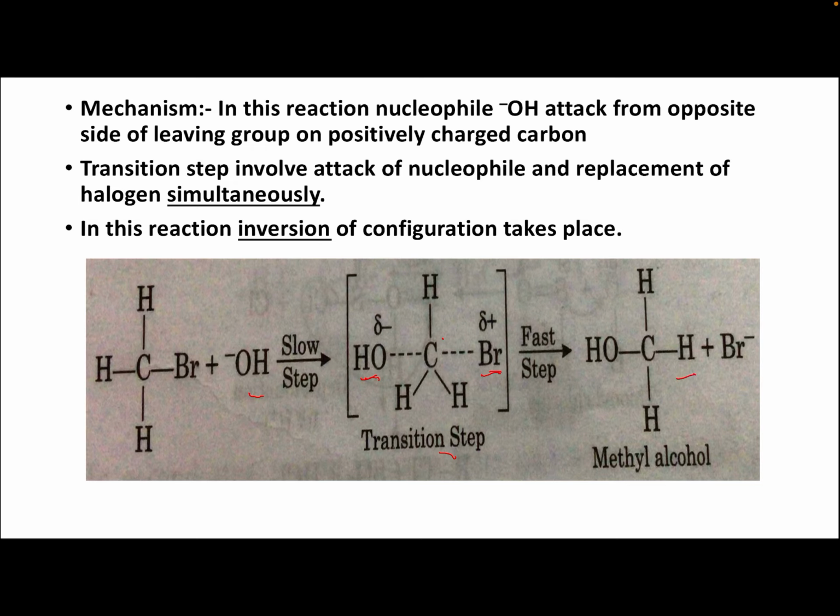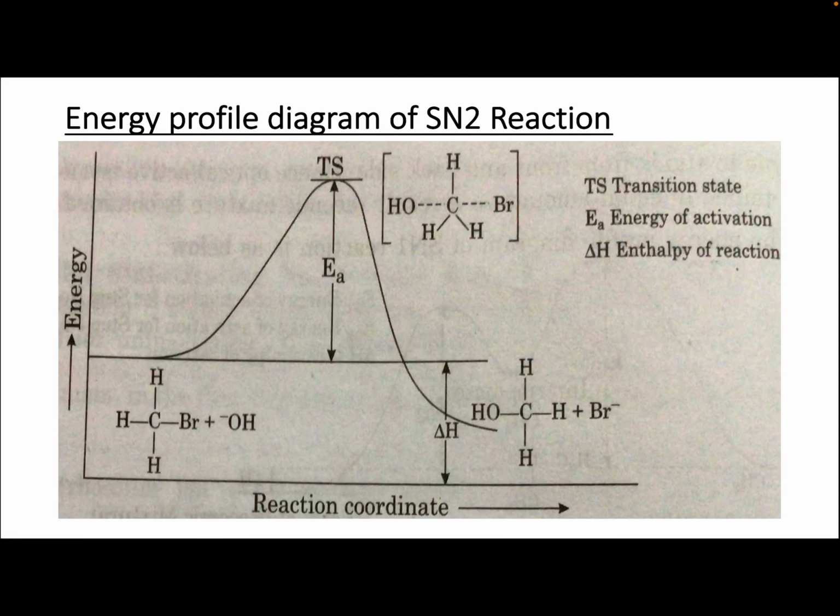So here you are seeing bromine was on the right side, now OH is on the left side, the OH nucleophile is attacking, so here inversion of configuration is taking place. So in this SN2 mechanism, inversion of configuration is taking place.